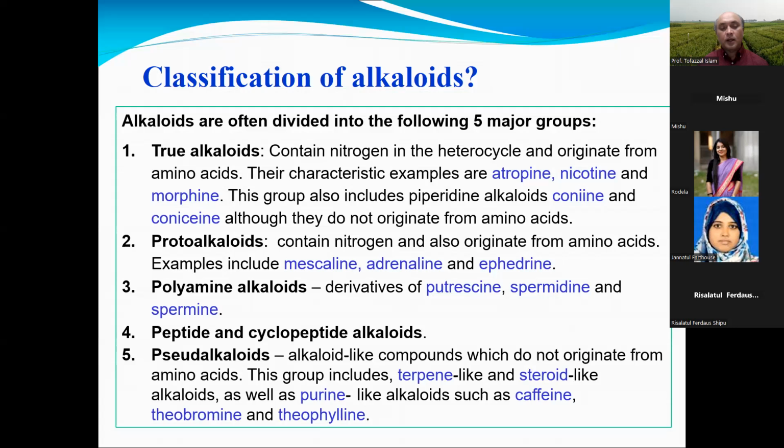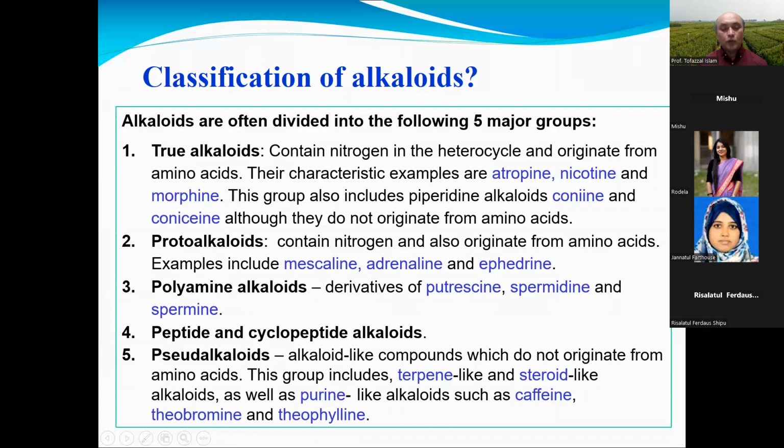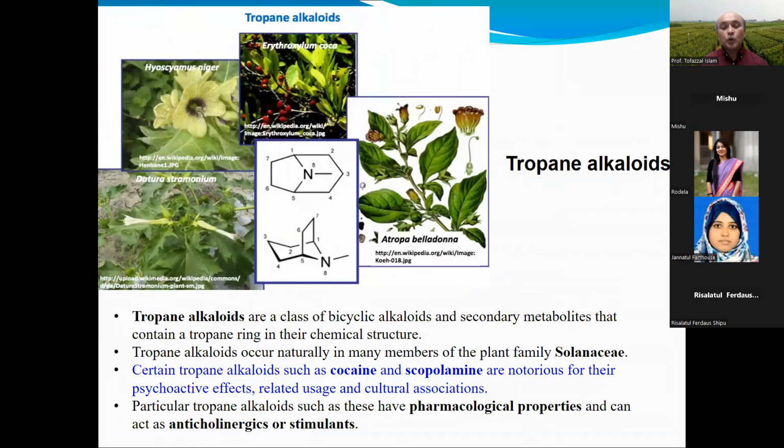Pseudoalkaloids, the last group, are alkaloid-like compounds which do not originate from amino acids. This group includes terpene-like or steroid-like alkaloids, as well as purine-like alkaloids, such as caffeine, a very famous alkaloid. We often taste the caffeine when we take a cup of coffee. Theobromine and caffeine are also found in our popular drinks, coffee as well as tea. So I shall discuss another group of alkaloids. Now, step by step, I shall give you different examples.